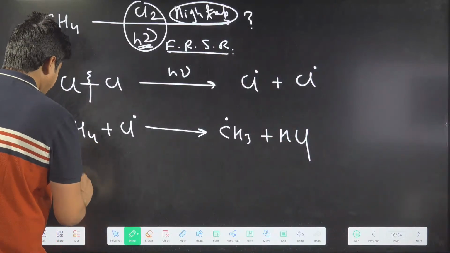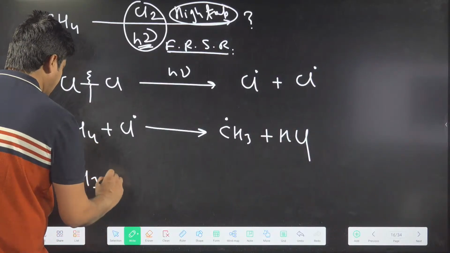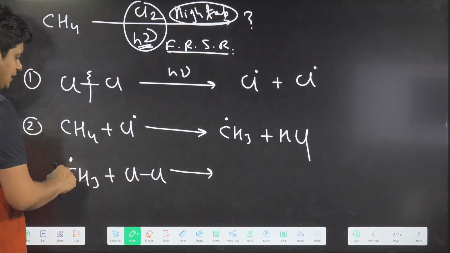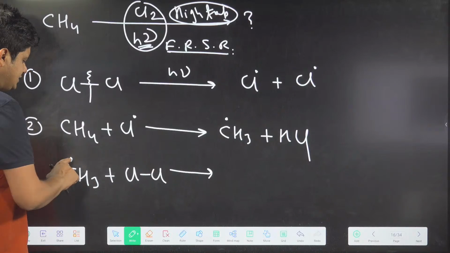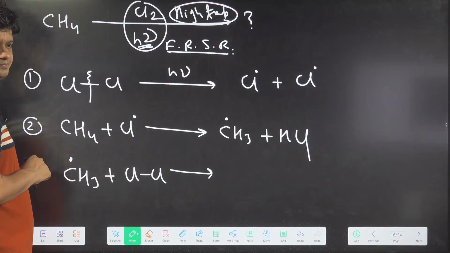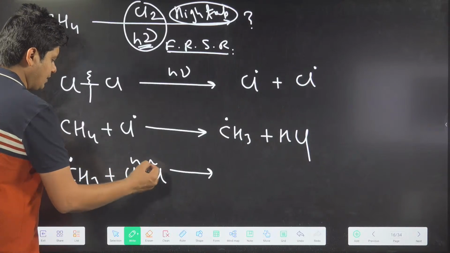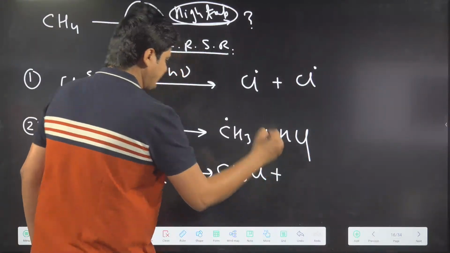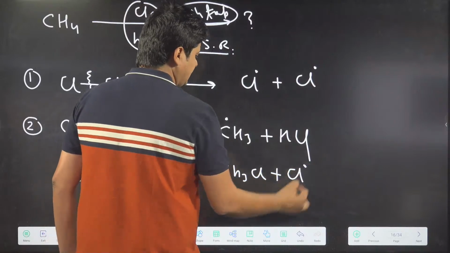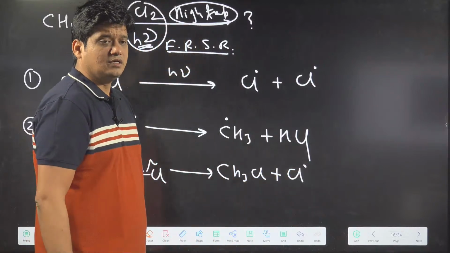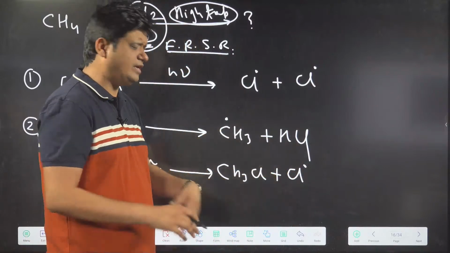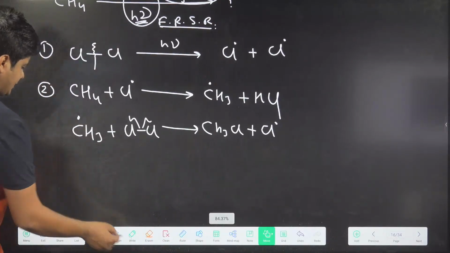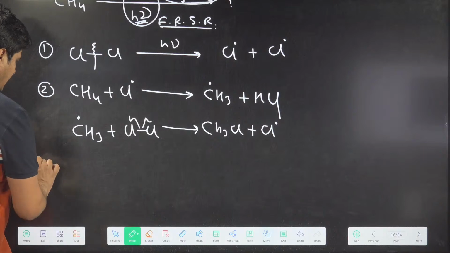Then this CH3 radical will combine with Cl2 molecule. When CH3 combines with this Cl, what will happen? CH3Cl is formed, and this Cl radical is generated. Now this Cl radical can react one more time, so we can repeat this reaction multiple times. This is propagation. Second is propagation.